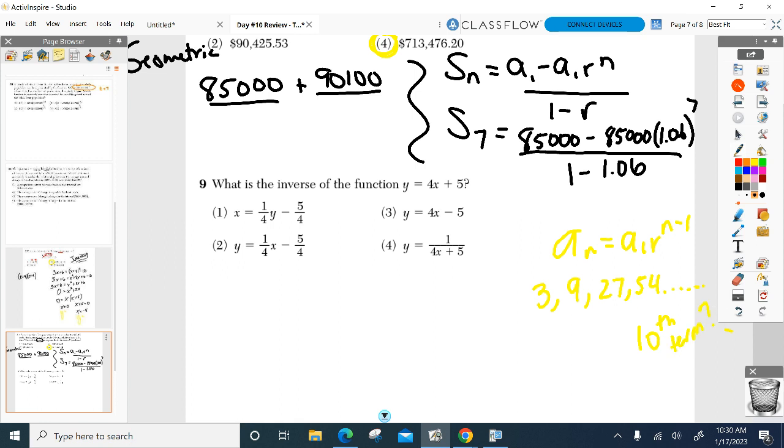So I figure out, I know it's geometric because I'm multiplying by 3. Right? So now I go A10 equals 3, the first term, times R, what you're multiplying by, 3 to the 10 minus 1. And that'll give me the 10th term. So this formula is kind of used to figure out a term in the sequence, versus the series, where you add them all up. Good deal? Okay, you're welcome.